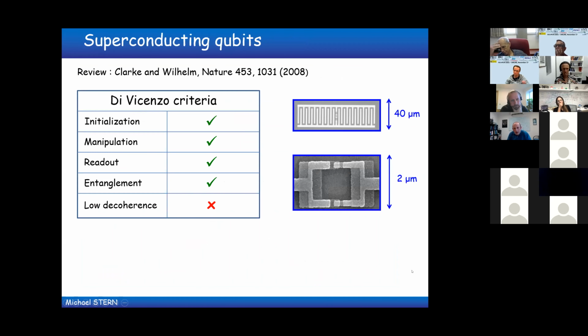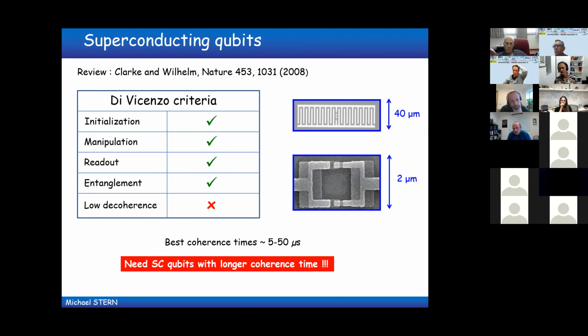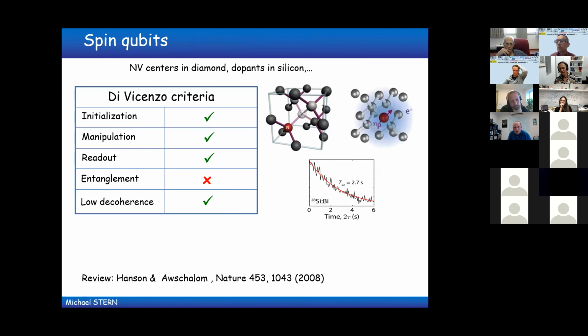So basically, the advantage of the superconducting qubits, according to the DiVincenzo criteria, is the following: we have initialization, manipulation, readout, entanglement, but the problem is low decoherence. On the other hand, as I think Andrea has shown you, for spin qubits initialization, manipulation and readout are possible. Low decoherence is, of course, extremely good, but in terms of entanglement, it's quite an operation. So the question is, how do you build them?